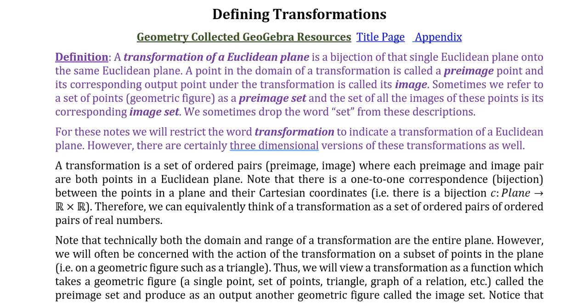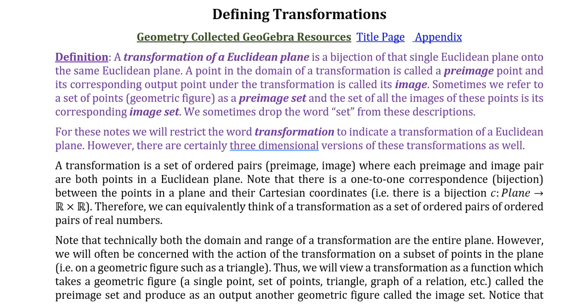So formally, the definition is a transformation of a Euclidean plane is a bijection, that's a one-to-one onto mapping of that single Euclidean plane back onto the same Euclidean plane. So it takes a point in the domain, which is in the plane, and it sends it to another point in the plane, maybe the same point, maybe a different point.